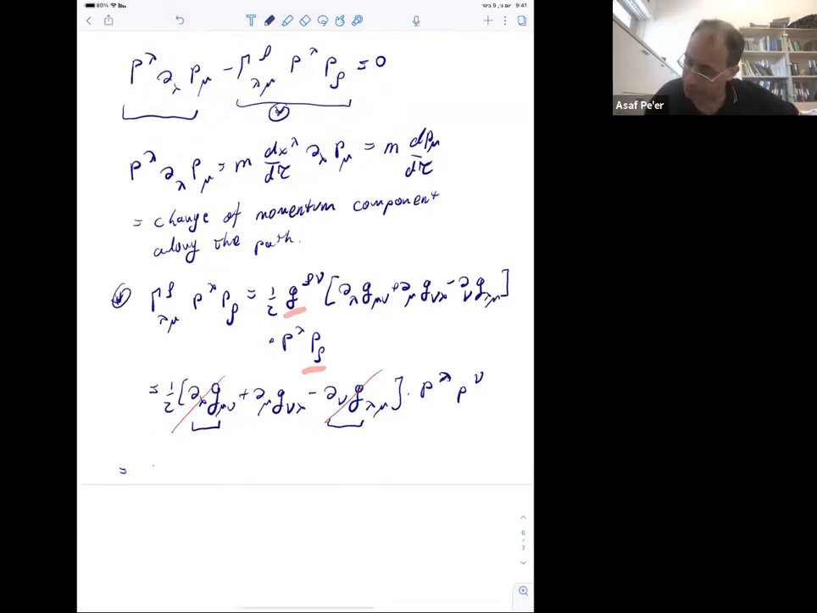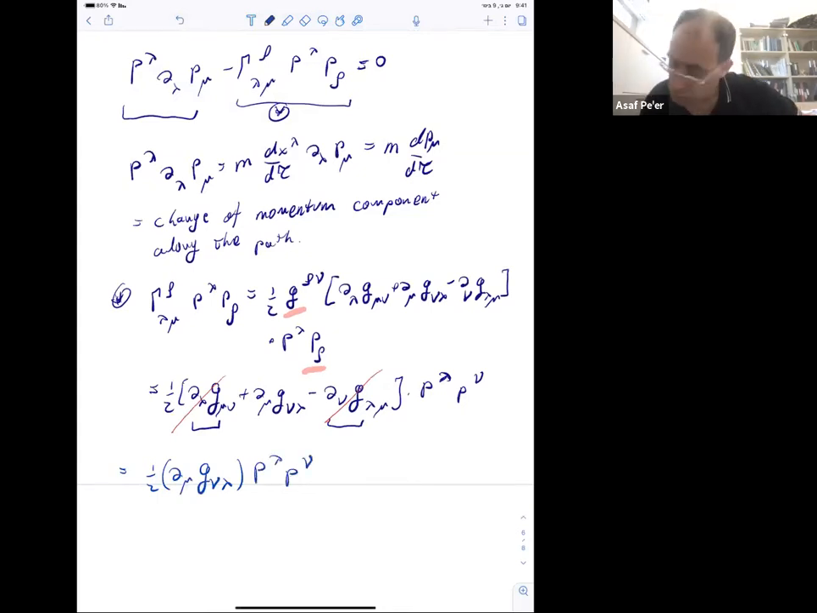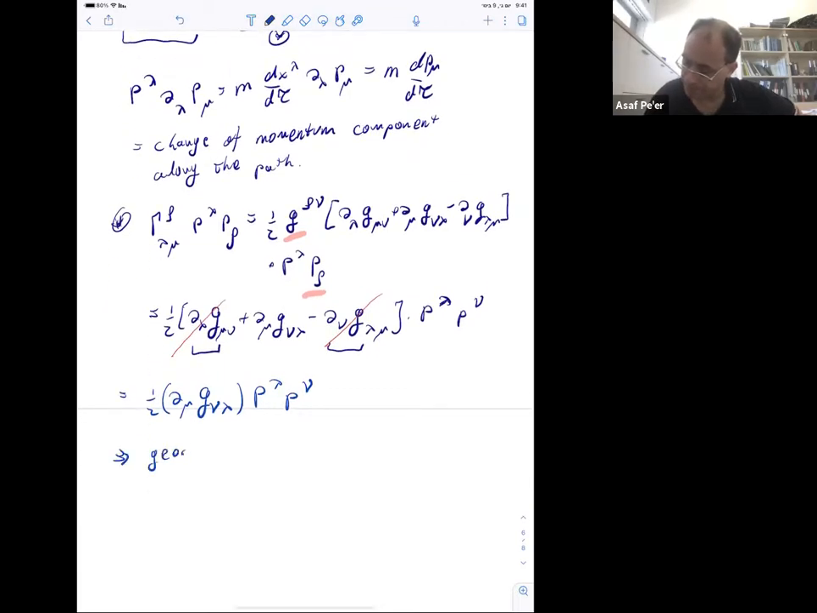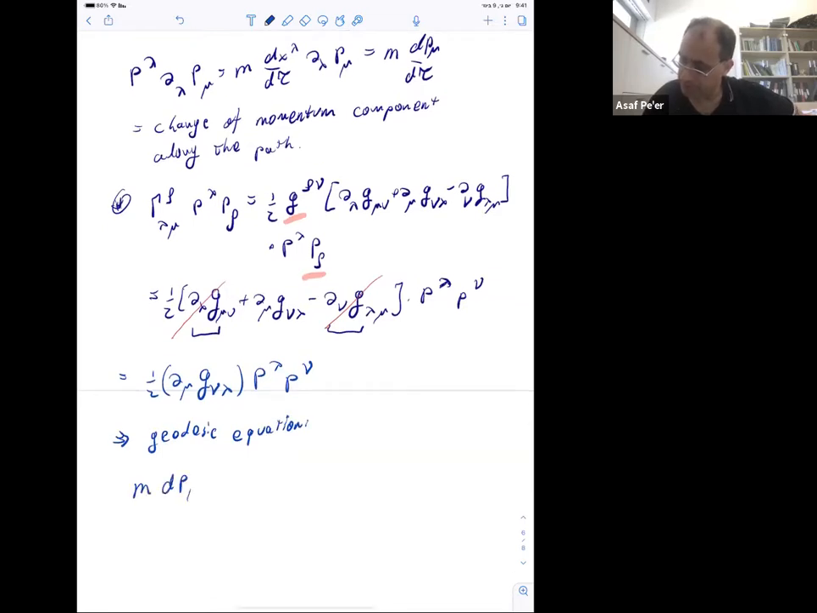So we ended up with 1/2 ∂_μ g_μλ times p^λ p^μ. So overall, we ended up that the geodesic equation is m dp_μ/dτ is equal to 1/2 ∂_μ g_μλ p^λ p^μ.